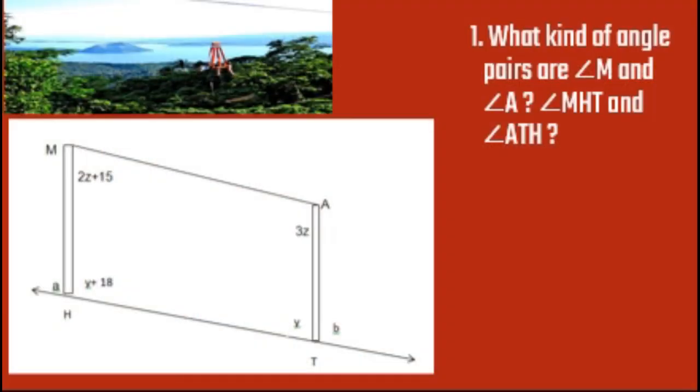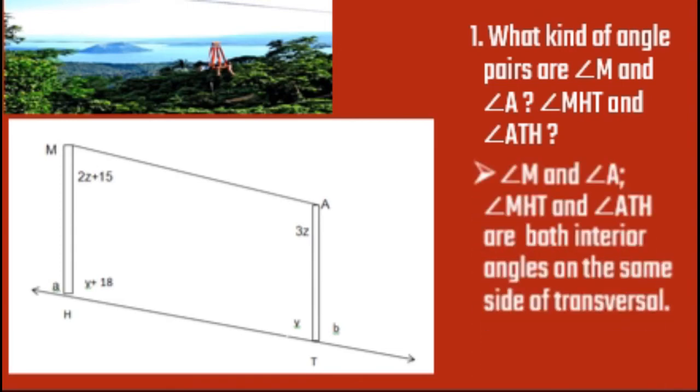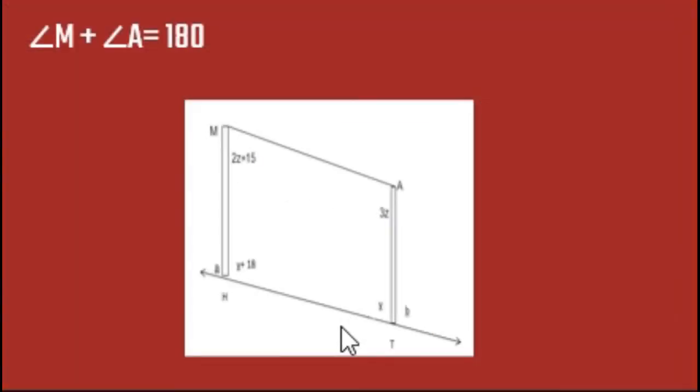The question is, what kind of angle pairs are angle M and angle A, and angle MHT and angle ATH? Observe the given sketch. Angle M and angle A, angle MHT and angle ATH are both interior angles on the same side of the transversal. Now let's find the measure of each angle. Angle M plus angle A is equal to 180 degrees. So M is 2z plus 15 and A is 3z. Let's substitute it to the given equation.